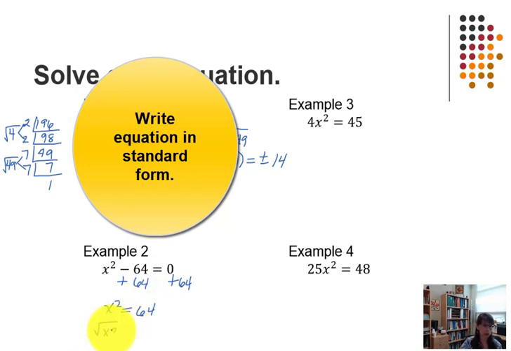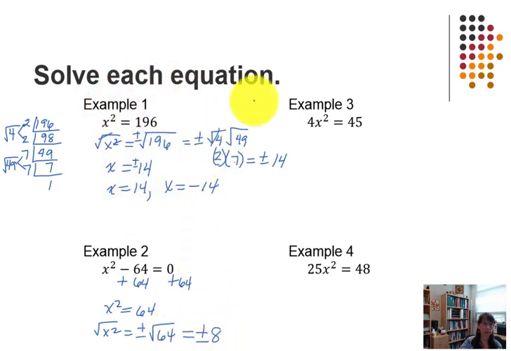Take the square root of each side. Don't forget it's plus or minus square root. So the plus or minus square root of 64 is going to be plus or minus 8, because the square root of 64 is 8.